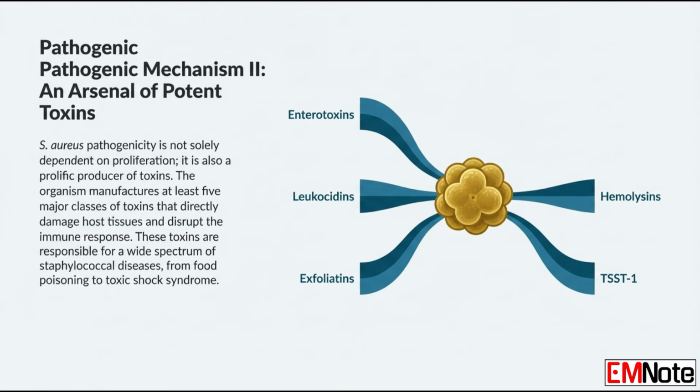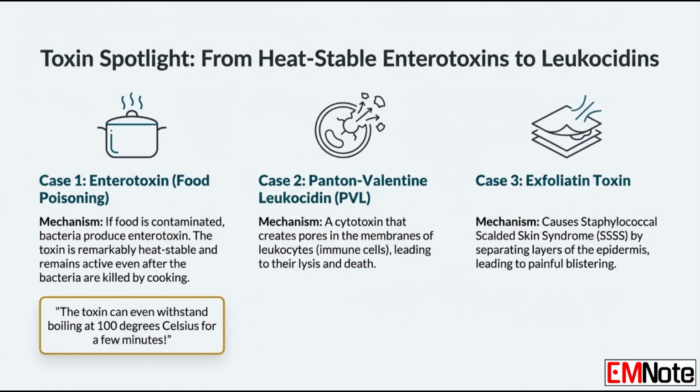But staph also has chemical weapons, toxins. Let's start with food safety. What's the toxin that causes staphylococcal food poisoning? That would be the enterotoxin. And what makes it so tricky? It's resilience. So you have a food handler who is a carrier. Maybe they have staph in their nose and they contaminate some food that's then left out. The bacteria multiply and pump out this toxin.